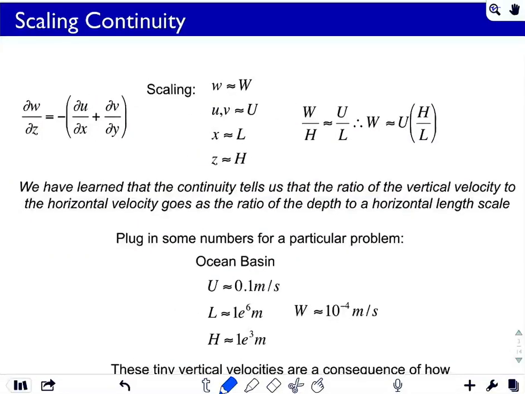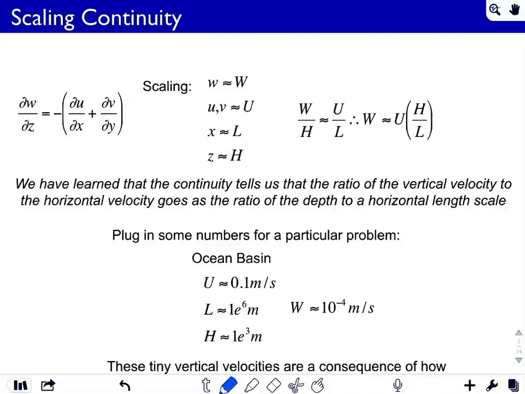We can scale these equations. We're going to start by scaling continuity. So I took the continuity equation and rewrote it. I brought the partial w, partial z over to the left-hand side of the equation, equals minus du dx plus dv dy. And what we're going to do is evaluate the relative size of these three different terms for a specific problem. In this case, we're thinking about the ocean basin. So we're going to scale each of these items, distance scales and velocity scales, in order to determine a rough order of magnitude of the size of each of these terms.